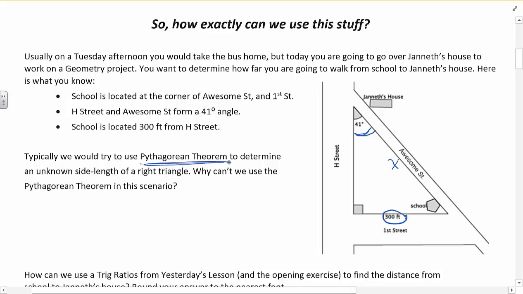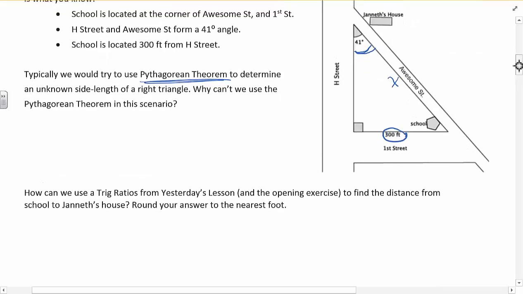Typically, we try to use the Pythagorean theorem to find the side of a right triangle, but that only works if I have a squared and b squared, or b squared and c squared. I need two sides to be able to solve with the Pythagorean theorem, so that's not going to cut it here. So why can't we use the Pythagorean theorem? We only know one side.